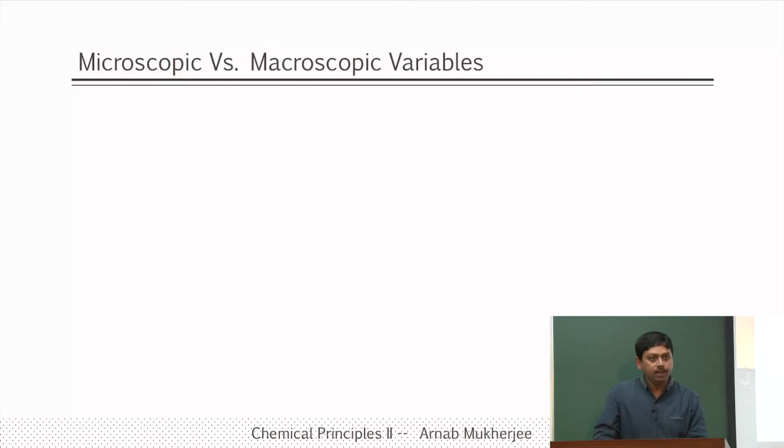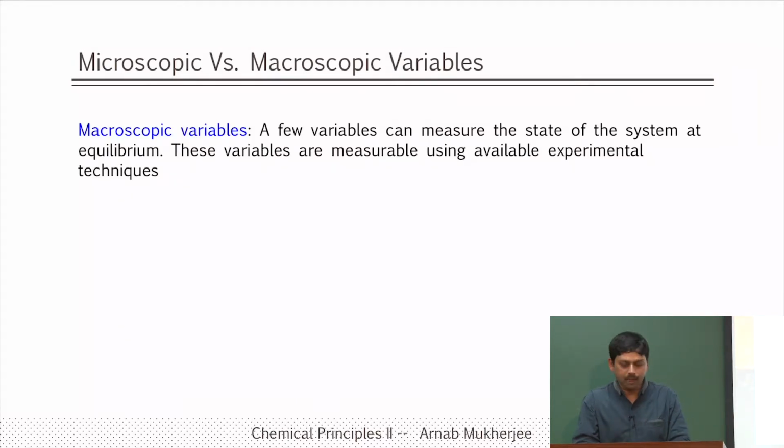Now, let us define variables. So, we defined systems, now we will define variables. Variables are of two different types. One is called macroscopic variable, another is microscopic variable. What do we mean by that? It will become clear in a moment.